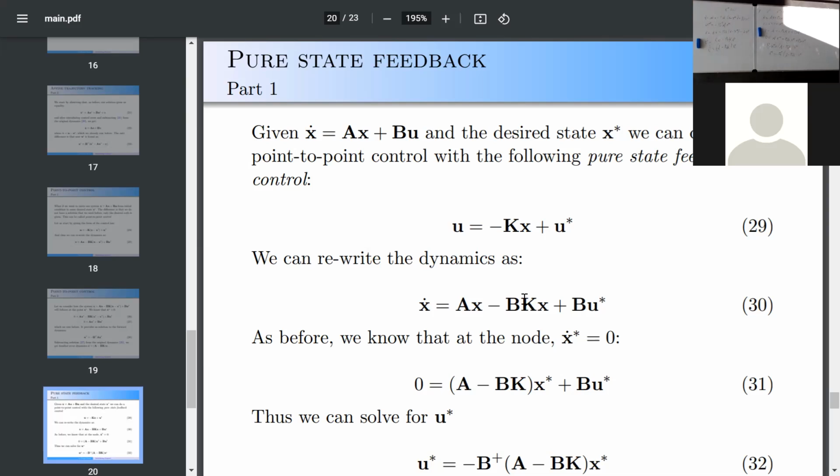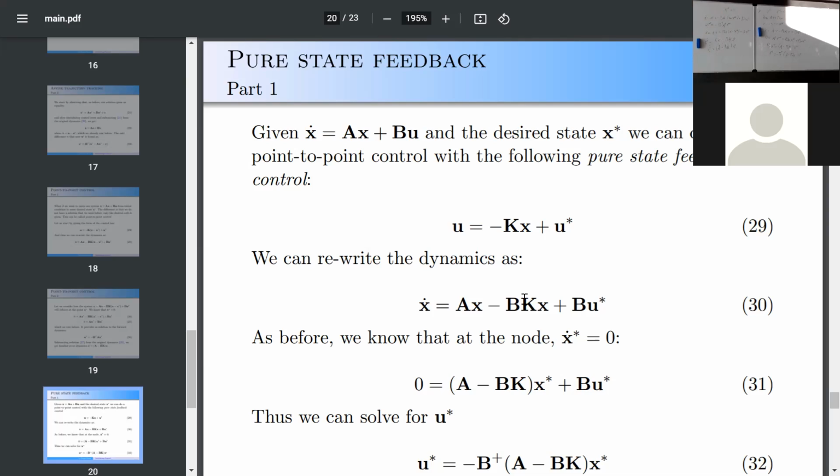What is the difference from what we saw before? Some comment on what is the difference between this and what we saw before. I mean, the difference is obvious. The difference is that here we have a minus bk instead of just a, which is what we usually have, right? Why did it happen?